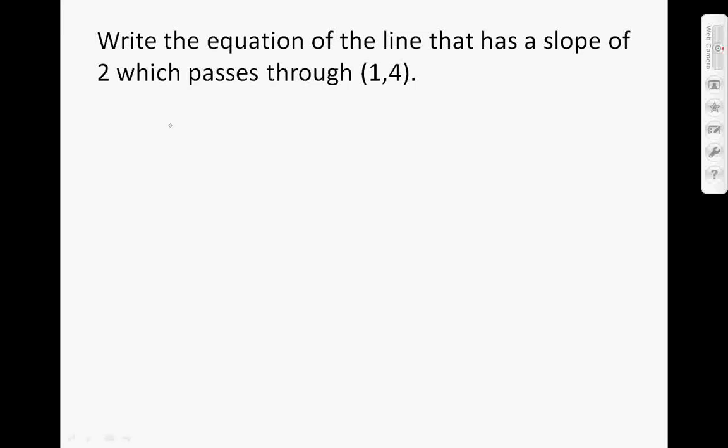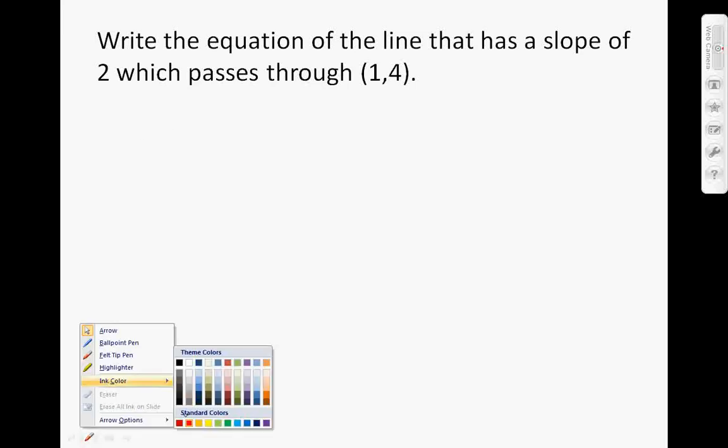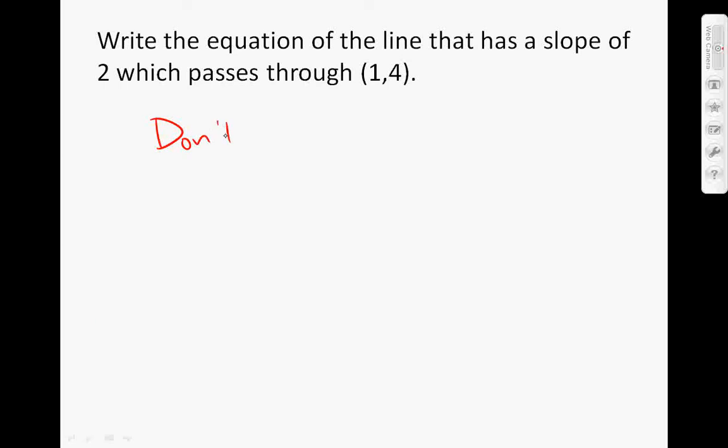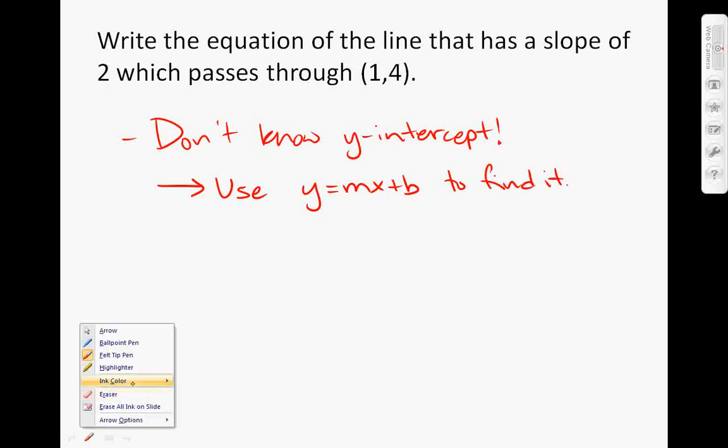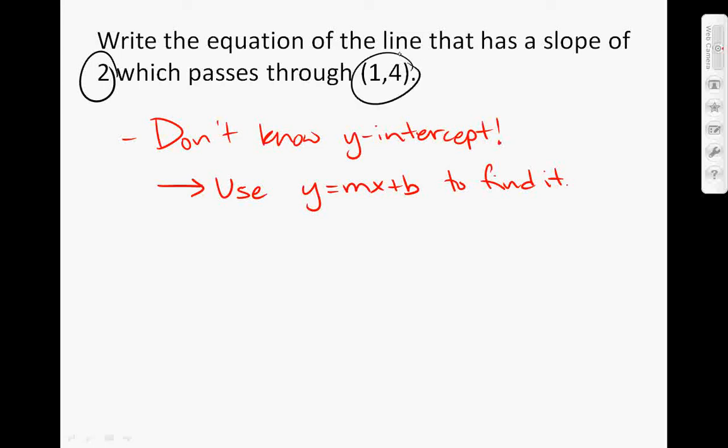Okay, so again, we don't know the y-intercept. So what we're going to do is use slope-intercept form to find that y-intercept. And here's how we're going to do it. If we have y equals mx plus b, we're going to plug in the slope and the coordinates of one of the points on the line. So the y coordinate of the point on the line will be 4.